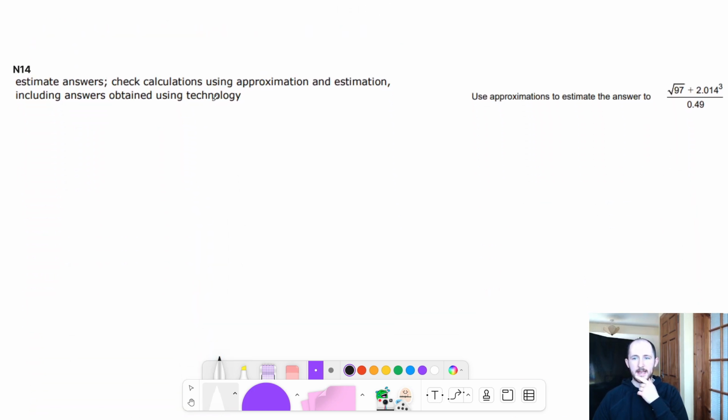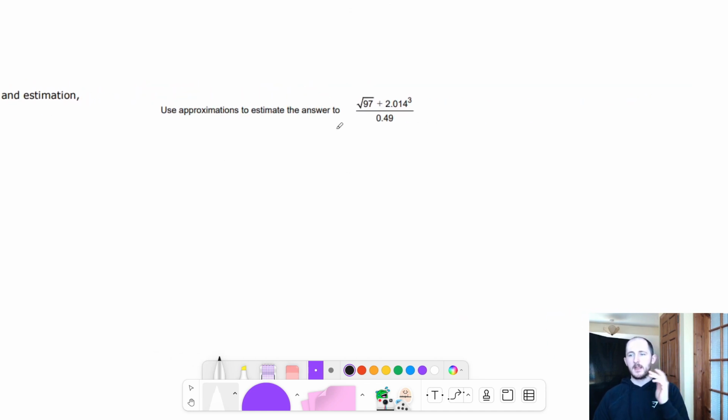You need to also do estimation. So it says here you need to check calculations using approximation and estimation. However, there are two styles of questions they can give you. So one of them is, hey, use approximations to estimate this. The other style is, some person, Johnny or something, works out this to be equal to something, using approximations to check if they're right. But as you can see, it's actually the same question twice, right? All you're going to do is use approximations.